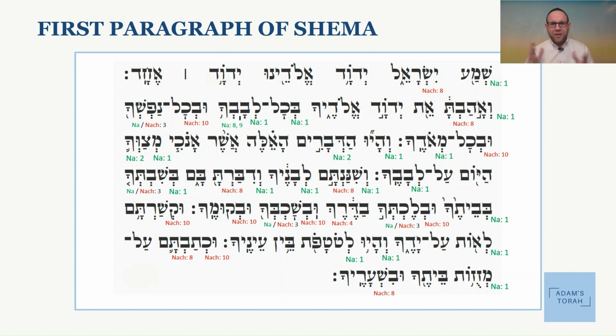So let's start from the beginning. Shema, the word of Shema Yisrael has a Sheva underneath the first letter. Rule number one tells us a Sheva Na. That rule number one of a Sheva at the beginning of the word is going to come up at least a dozen times here. Sheva at the beginning of the word, Sheva Na.